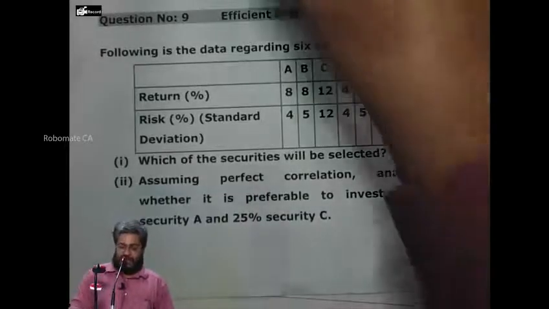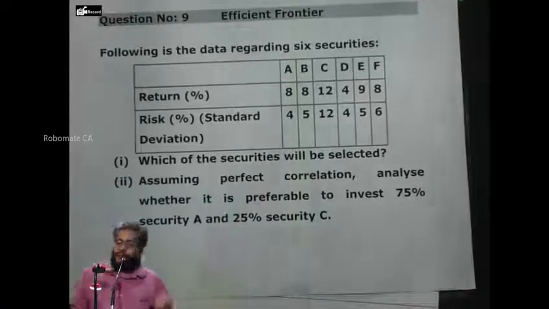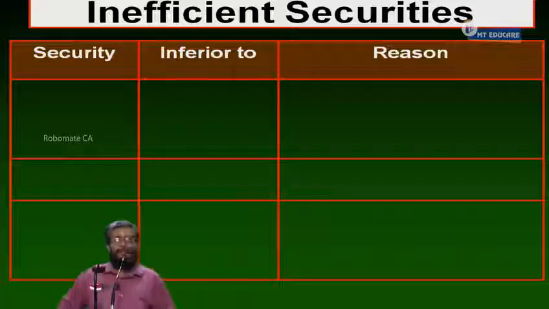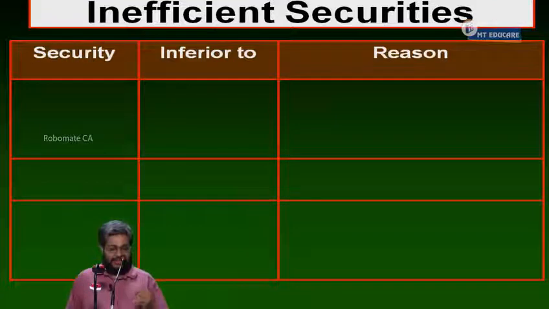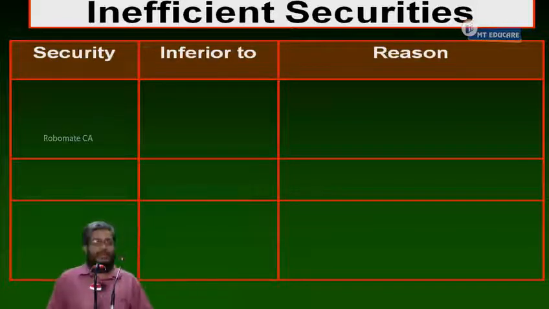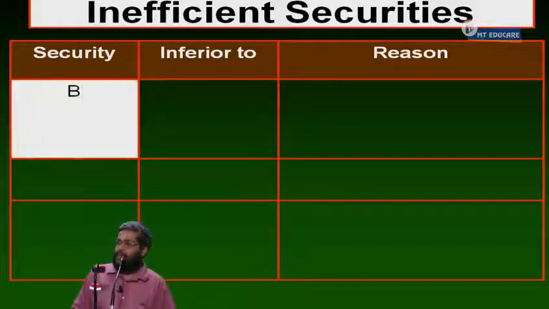Now let us answer the question. Now write down first. Part 1. We'll do it together. Right? Part 1: Identifying inefficient securities. Okay. Now, the first inefficient security is what? Security B.